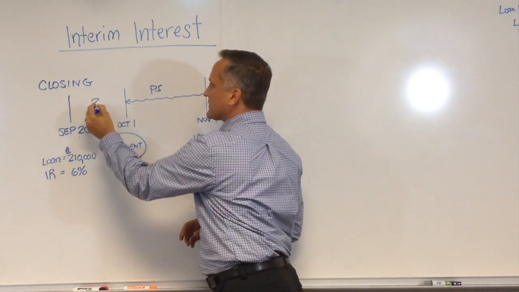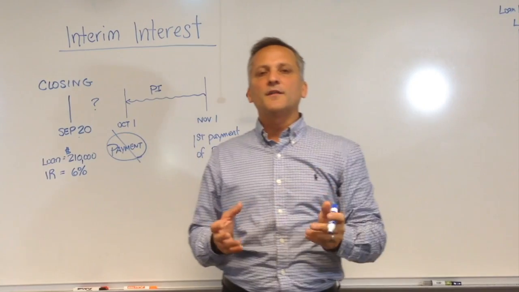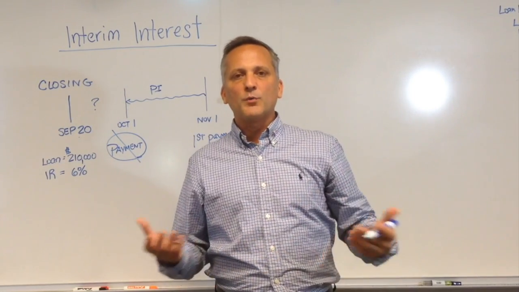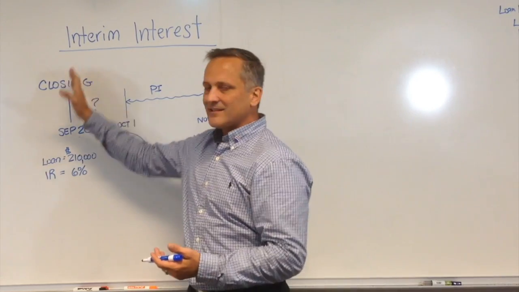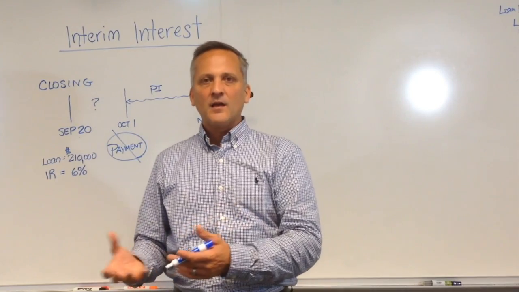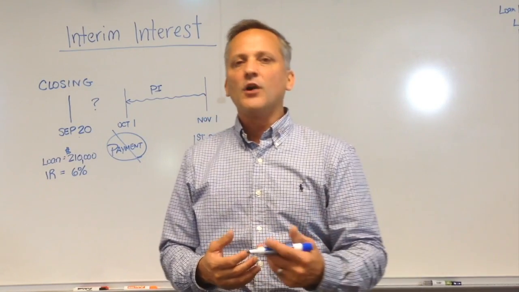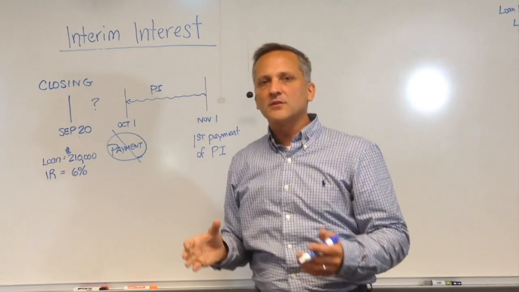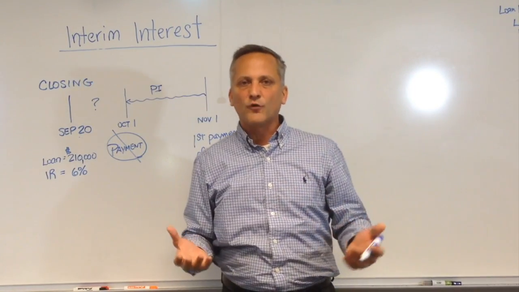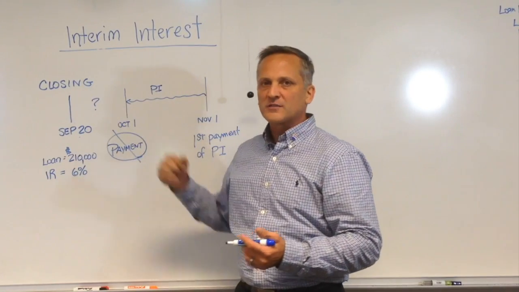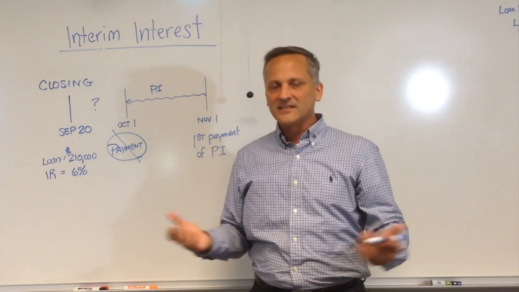But what about this? The bank wants to know where their interest is for the month of September. So by convention, what we do in real estate is at the day of closing, the buyer will pay the bank prepaid interest, also known as interim interest. So what we need to do is we need to use our simple interest formula to calculate how much interest is due for this period, the remaining days in September.